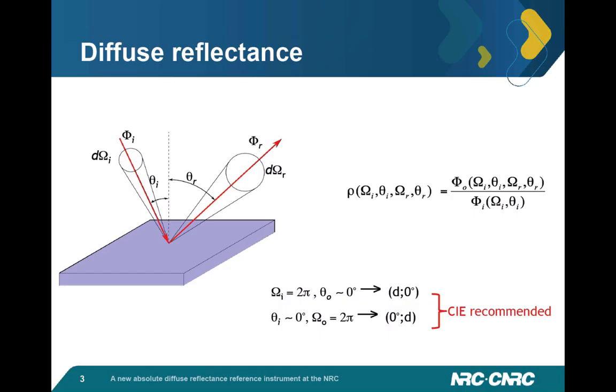So probably this is overkill for this audience. For diffuse reflectance, we're basically interested in a situation where the sample illumination or viewing geometry is diffuse, so something like D0 or 0D, and actually accurately producing this type of illumination or viewing geometry ends up being the principal experimental challenge.